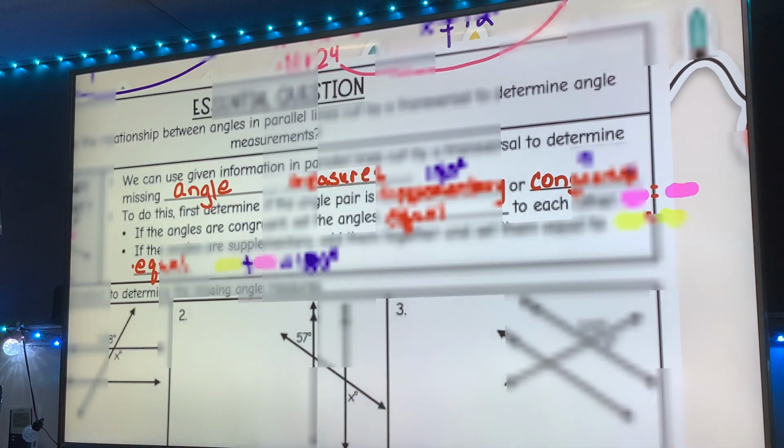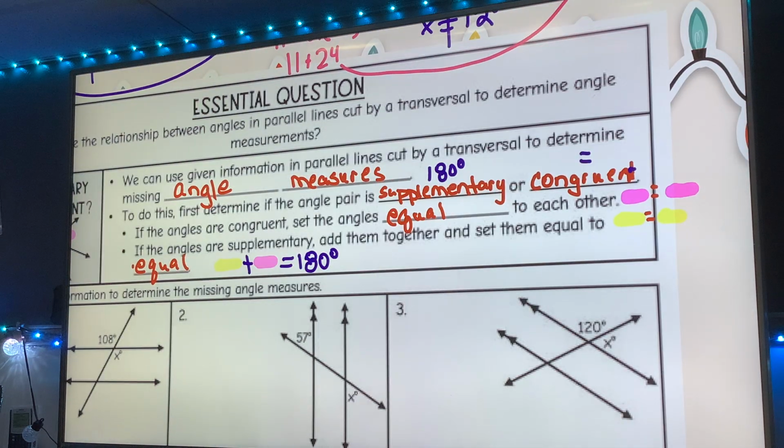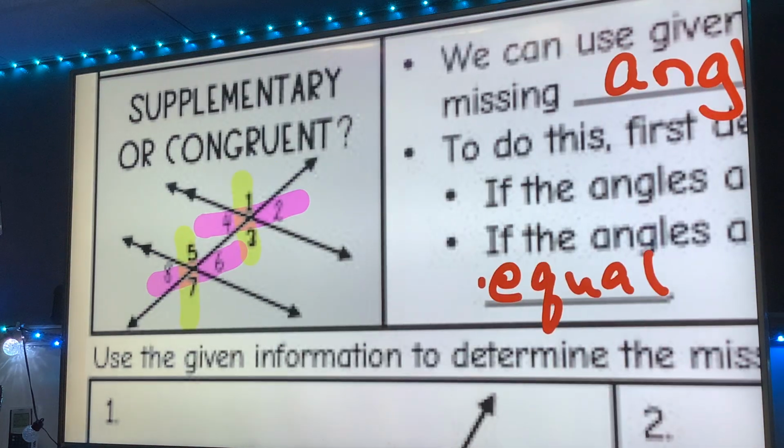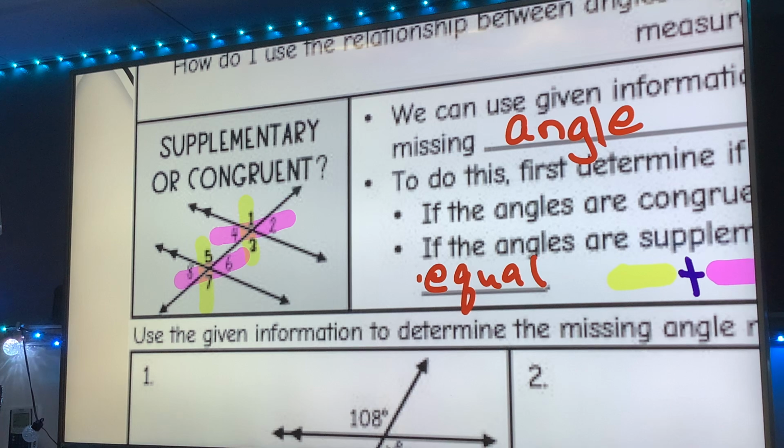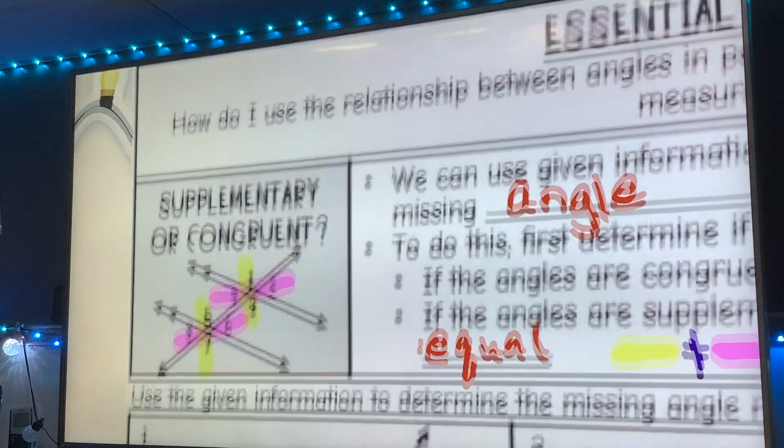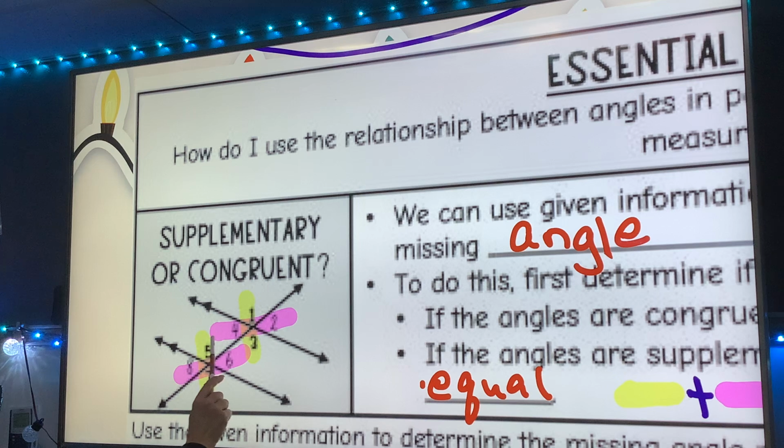If they are supplementary, you are going to have two different colors. You are going to have a yellow plus a pink. You are going to add those two and set them equal to 180. So if I look at this picture right here, your diagonals are going to be equal. So you're just taking your highlighter and color coding your diagonals. So these two are the same measurement. If it's a yellow and a pink, you would add those together and they have to equal 180 because as you see, they are sitting on a straight line.